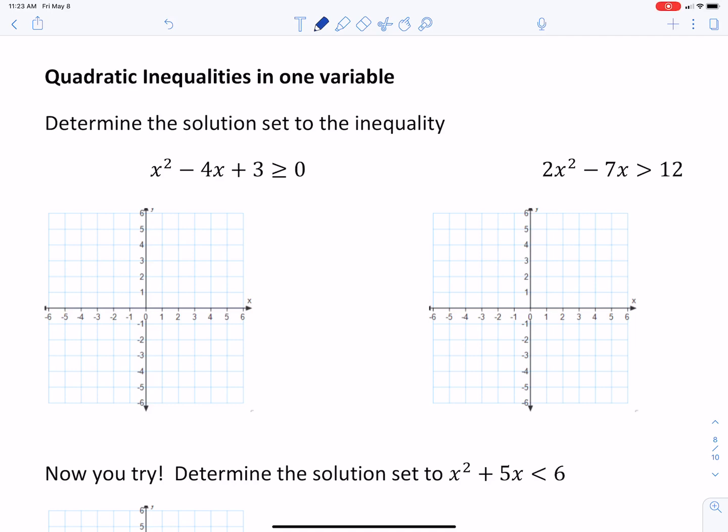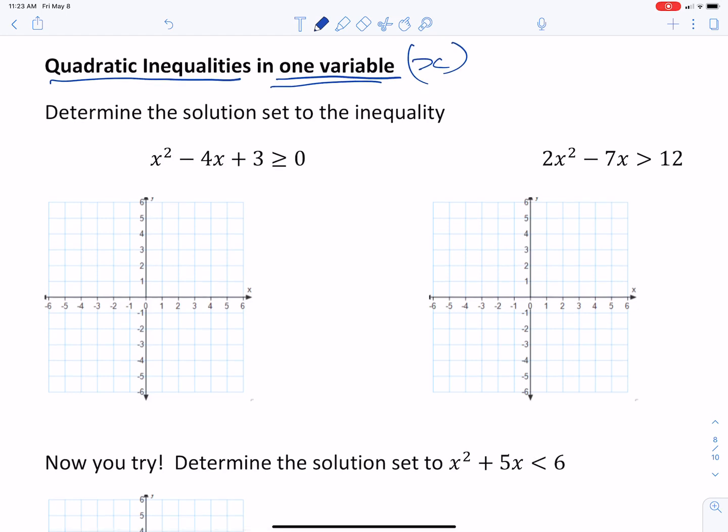All right, so the next lesson is fairly quick, and it's just on quadratic inequalities. We're going to be looking at two types, and this one is in one variable. So here we only are looking at x. There's no y. So here, determine the solution set to the inequality x squared minus 4x plus 3 is greater than or equal to 0.